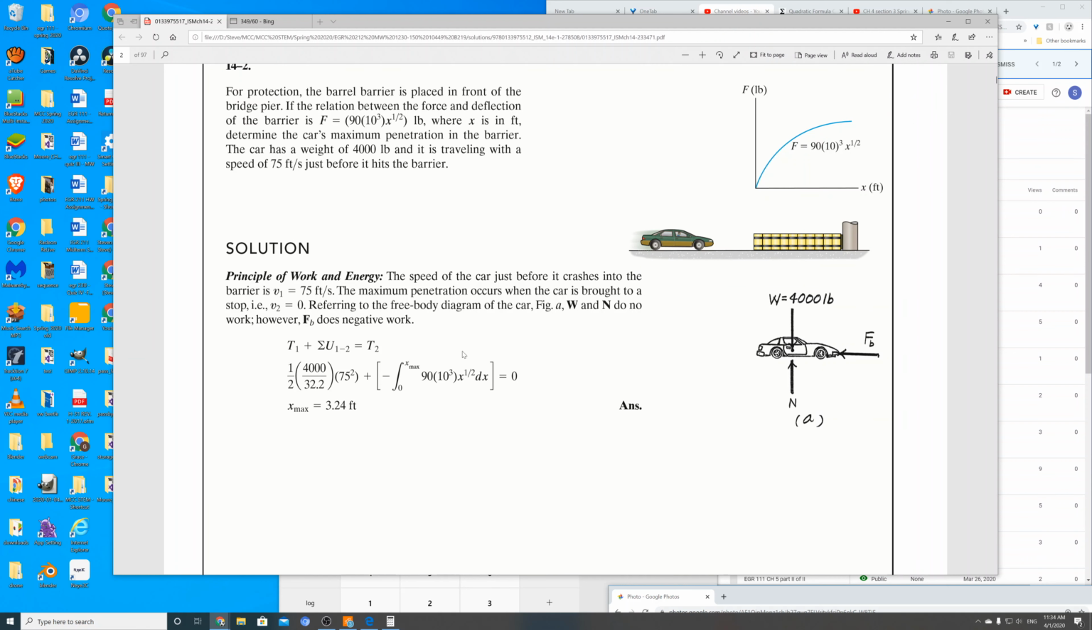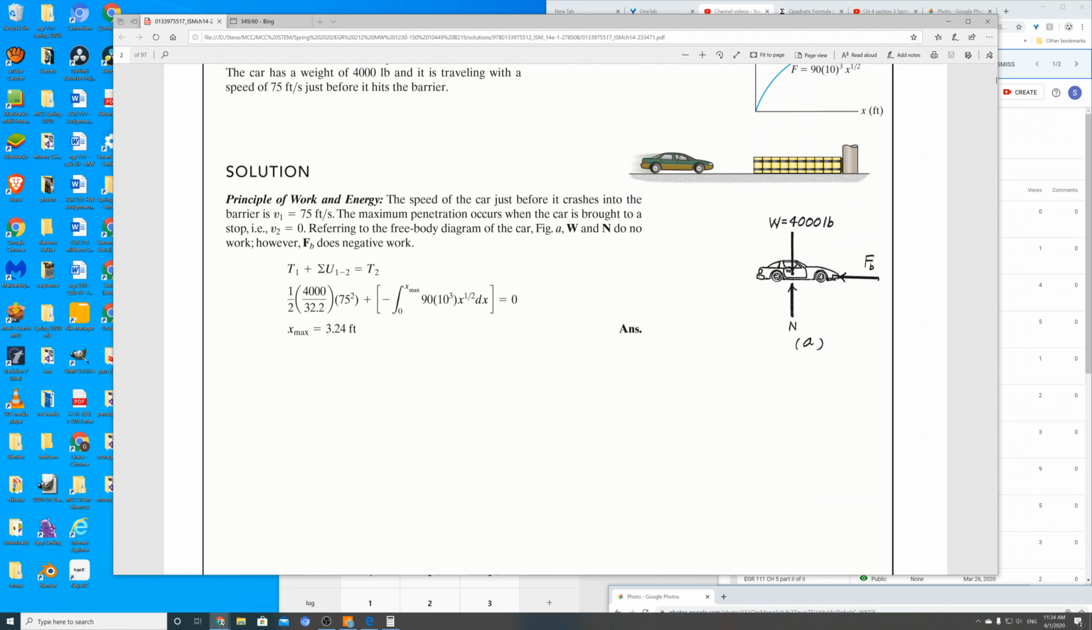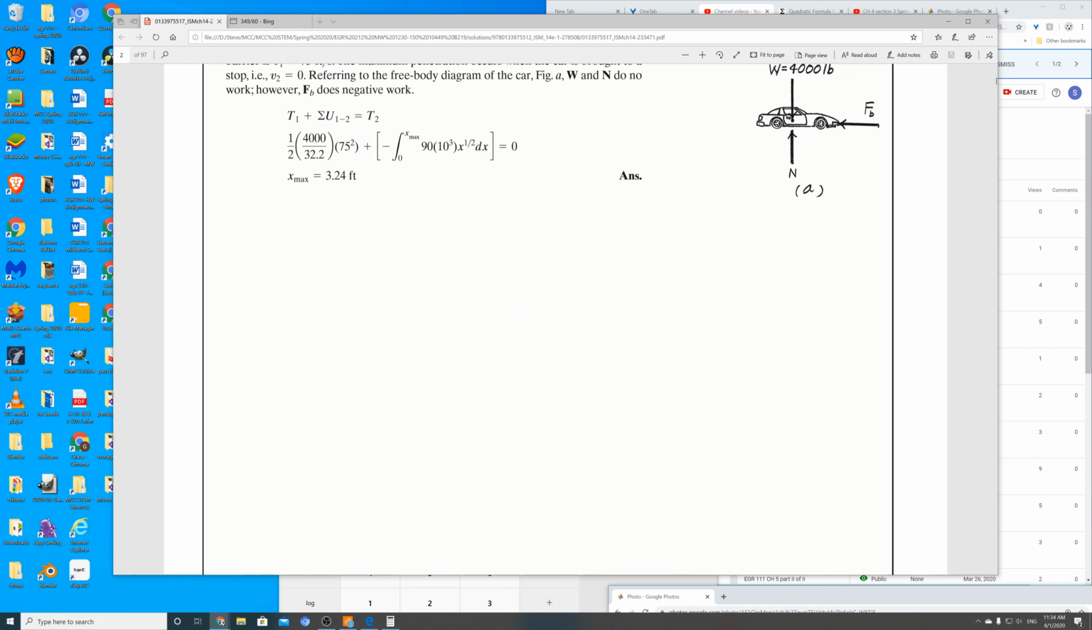Just briefly, I'll show you the author's solution, which skips some points. The basic idea is that you have the negative sign here. Here's my T1. Here's the summation of all the work going from position 1 to 2. Here's my integral that I showed you. Here's my mass, so one half m v squared, minus this, because it's a negative sign, since FB, the force of the barrier, is in the opposite direction of the motion of the car. As I showed you, solving for that, you'll come up with 3.24 feet when you perform the integral. And that's it.